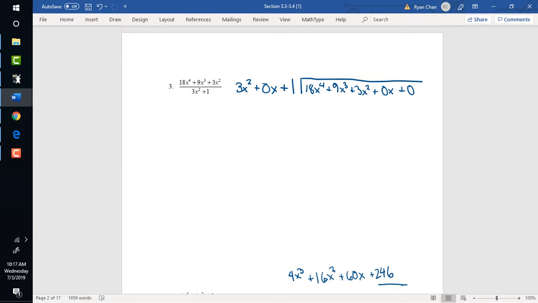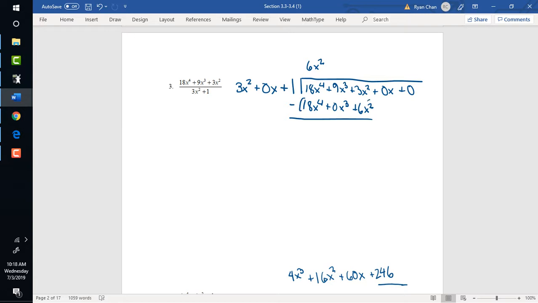3x squared times what equals 18x to the fourth? That's going to be 6x squared. If you have problems multiplying, multiply your numbers. So 6 times 3 is 18, and then x squared times x squared is x to the fourth. So you multiply your letters separately, and then your numbers separately, and then see if it works out together. Okay, so this is 18x to the fourth. This is 0x cubed. This is 6x squared.